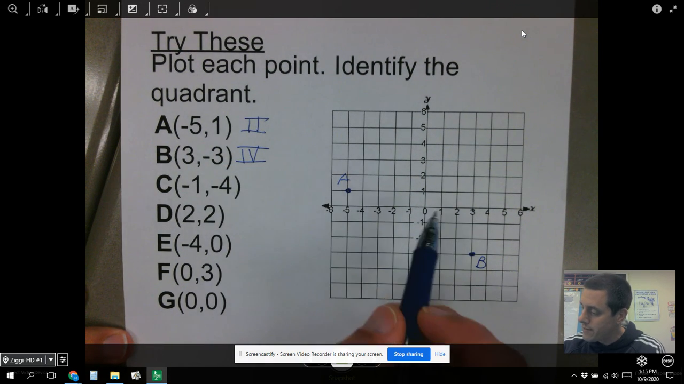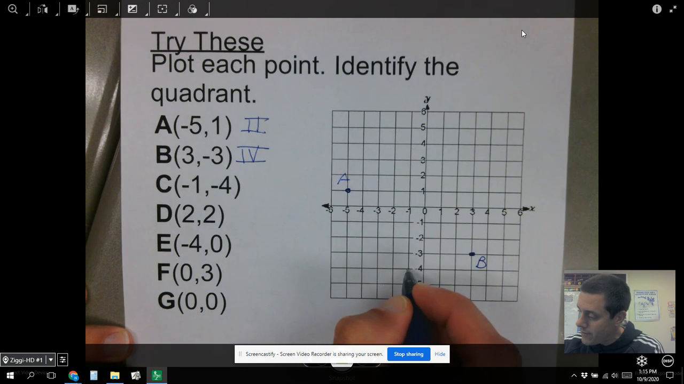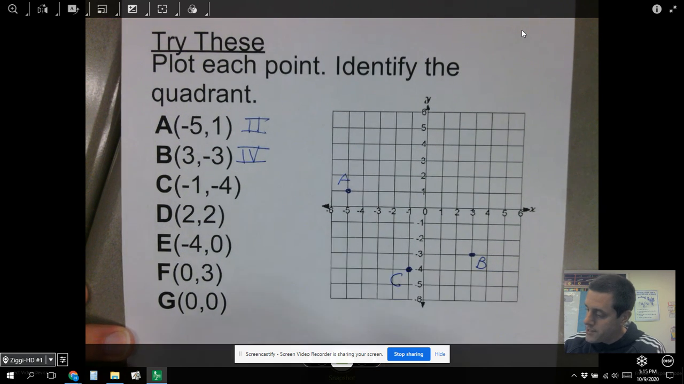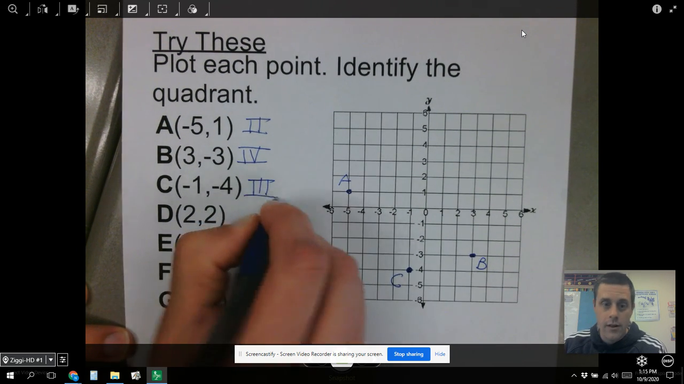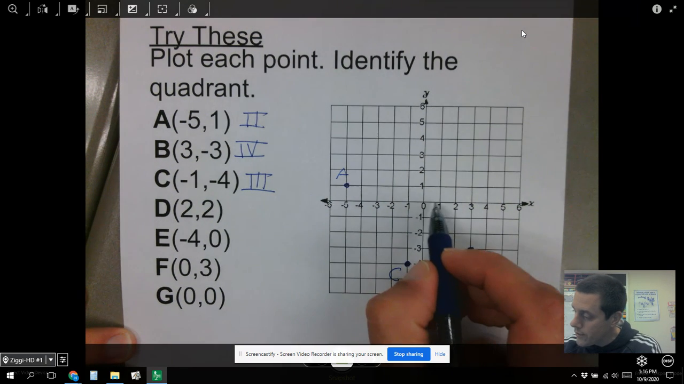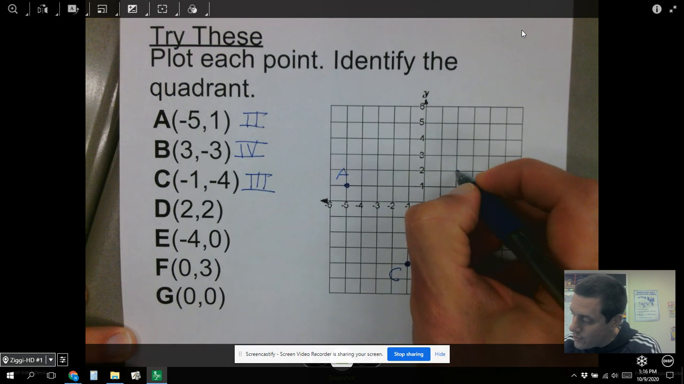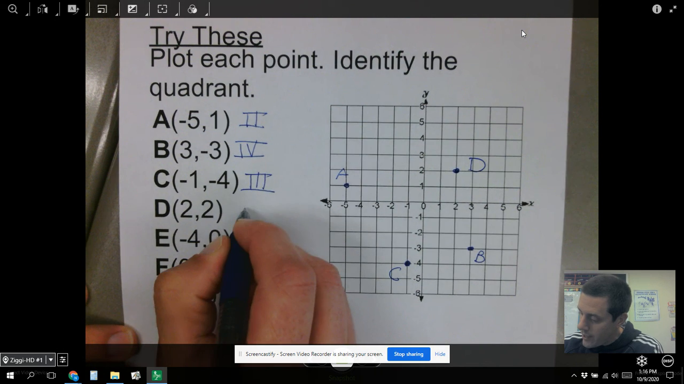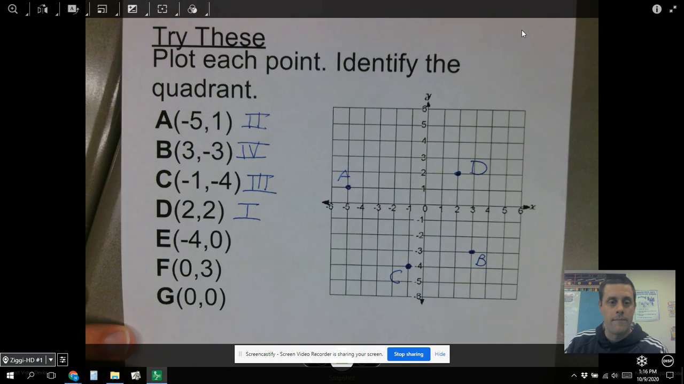C, -1, -4. We're going left 1 and down 4. There's point C in quadrant 3. Point D is at 2, 2. Means we're going 2 to the right and 2 up. Point D located in quadrant 1.